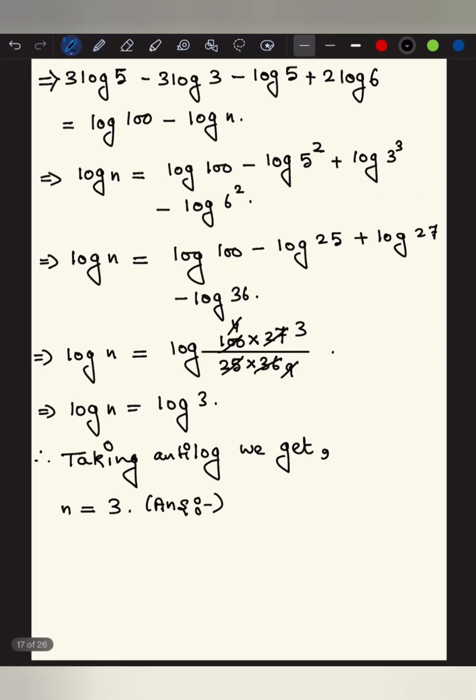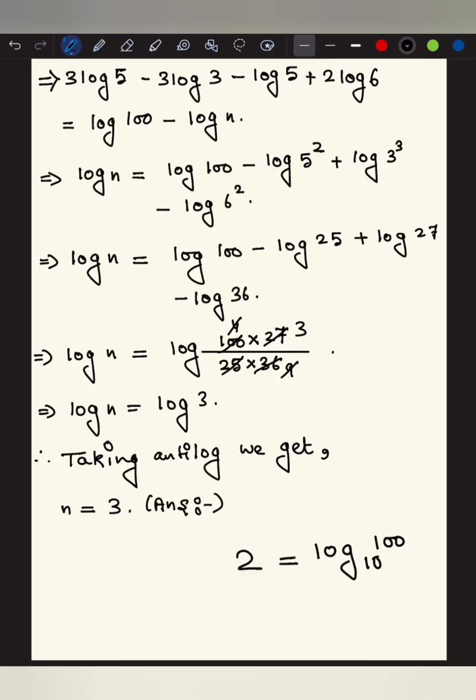Now understand this, the value of 2. Can this 2 be written as log 100 base 10?